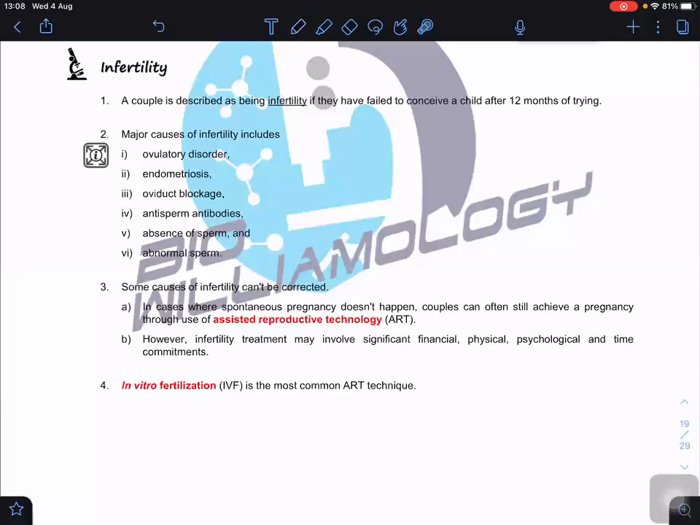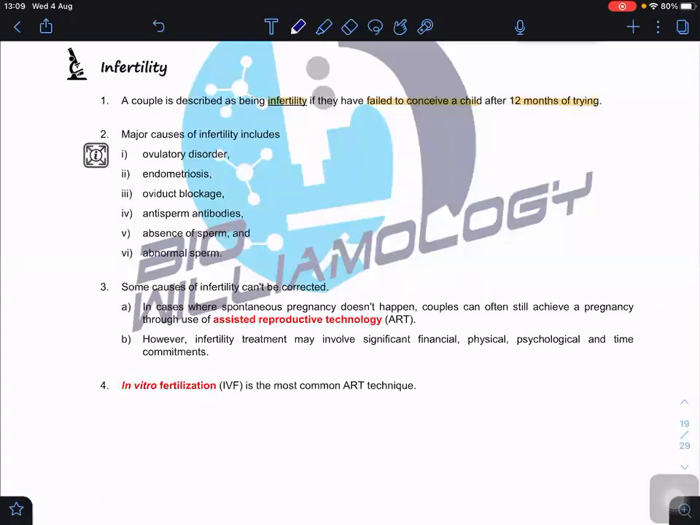Okay, so for infertility, how do you define a couple as infertile? The way we describe infertility means that they have failed to conceive a child after 12 months of trying. A couple is described as infertile if they fail to conceive a child after 12 months of trying. So what are the major causes of infertility?